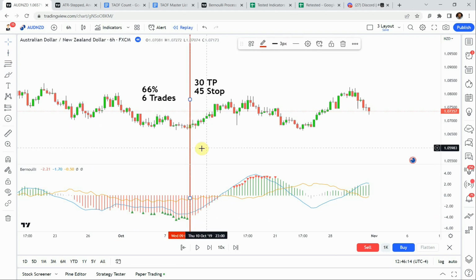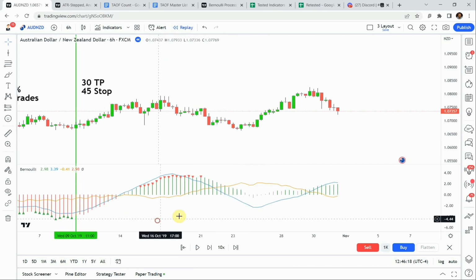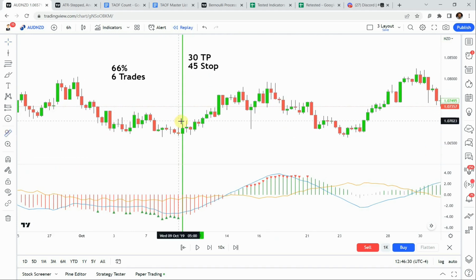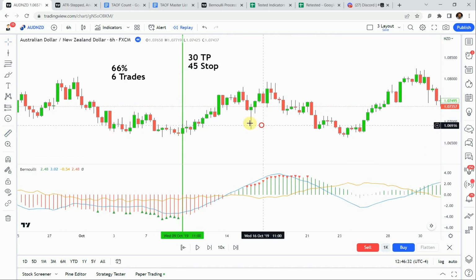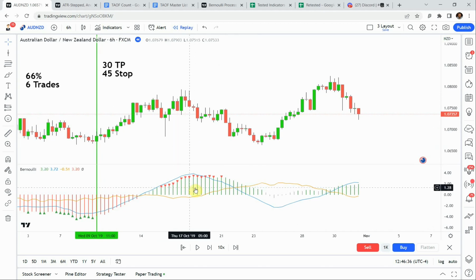Right here is an example of a long signal. Again, you can see here on the bottom, we got those red histogram bars, and then we have the green arrows and a break in the arrows right here. And you can see that we got a really nice push to the upside right there, getting us to our take profit. The downside here, we're looking for those green histogram or green bars and the red arrows.